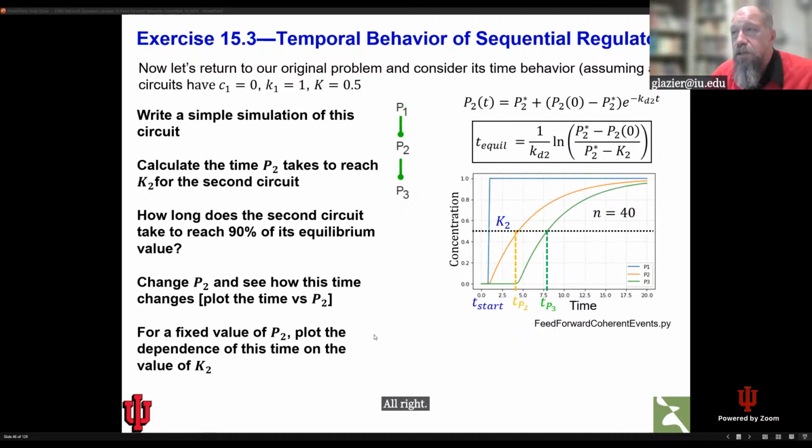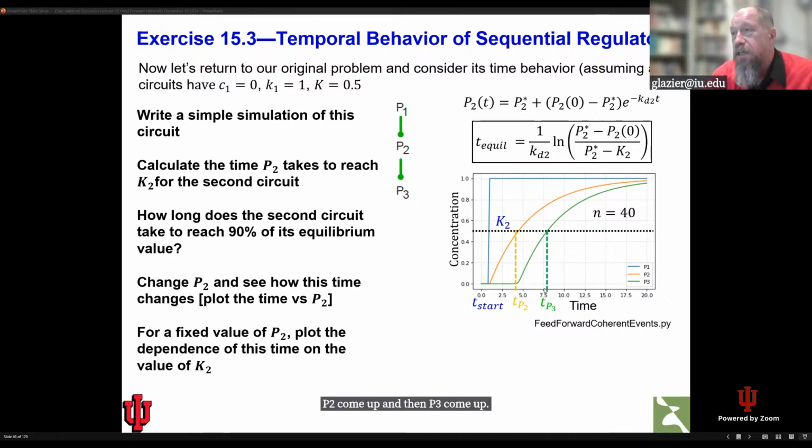All right. So now let's actually do something a little bit more interesting. Let's write the simple stacked circuit. P1 excites P2 using the code that you have, and then duplicate that and have P2 control P3 in the same way. And now you could start out with P1 equal to some value, or you could turn it on at some small time after 0. And then watch P2 come up and then P3 come up.